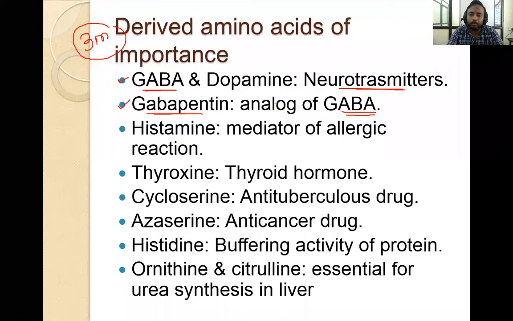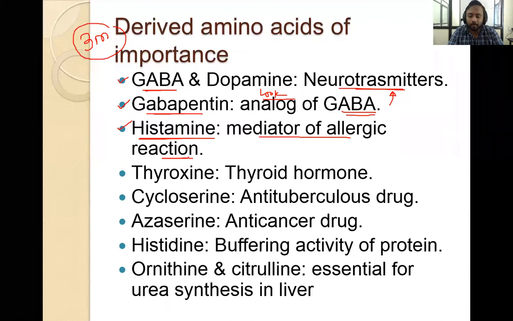Analog means look alike, similar to GABA, so it functions the same, as a neurotransmitter. One more compound is histamine. It is a derived amino acid. It is a mediator of most of the allergic reactions.